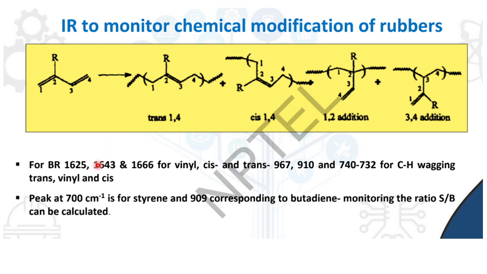Now for BR, the characteristic peaks are 1625, 1643 and 1666 for vinyl, cis and trans. These are the C double bond C peaks, carbon double bond carbon. When it is vinyl, the C double bond C peak will appear at 1625. If it is cis, it will come around 1643. If it is trans, it will come around 1666.